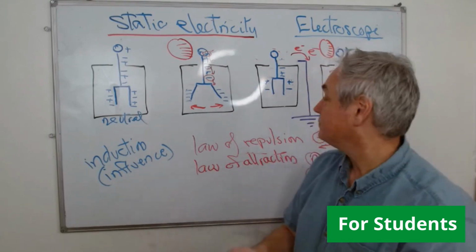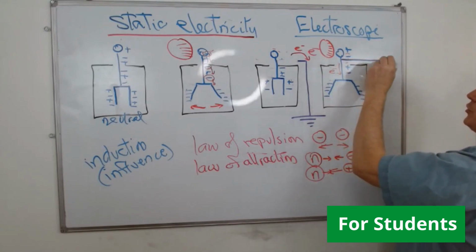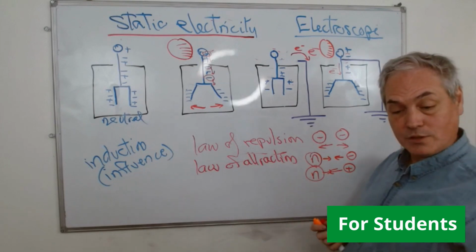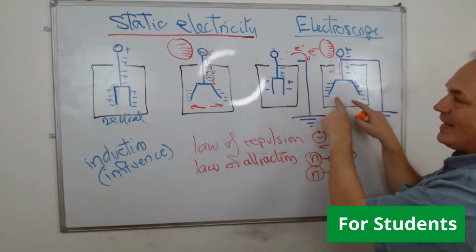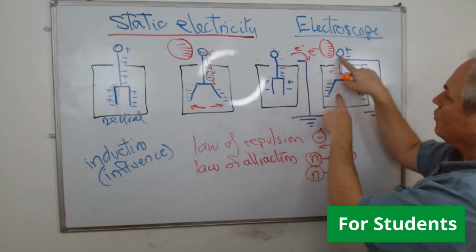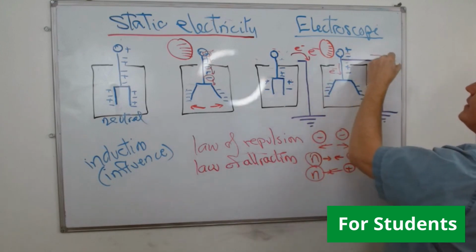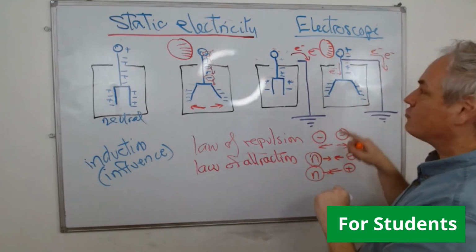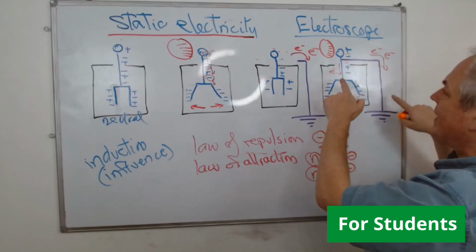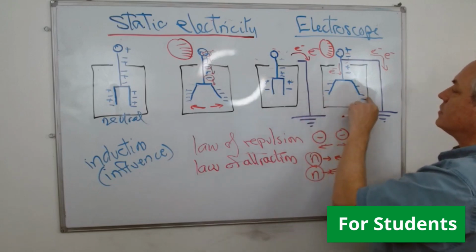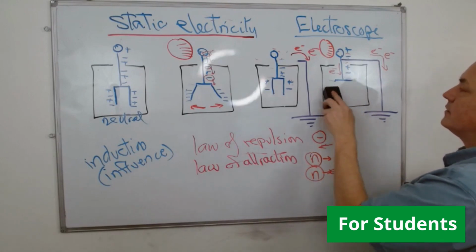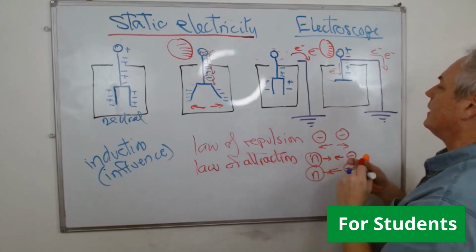Now, what I will want to do next, I will put a ground right here. When I put a ground, the consequence will be the following. The electrons that are stuck here that cannot go to the bottom will notice that there is a way out through the ground. So electrons will go out, and as electrons are moving away, we will be neutralizing the electroscope.